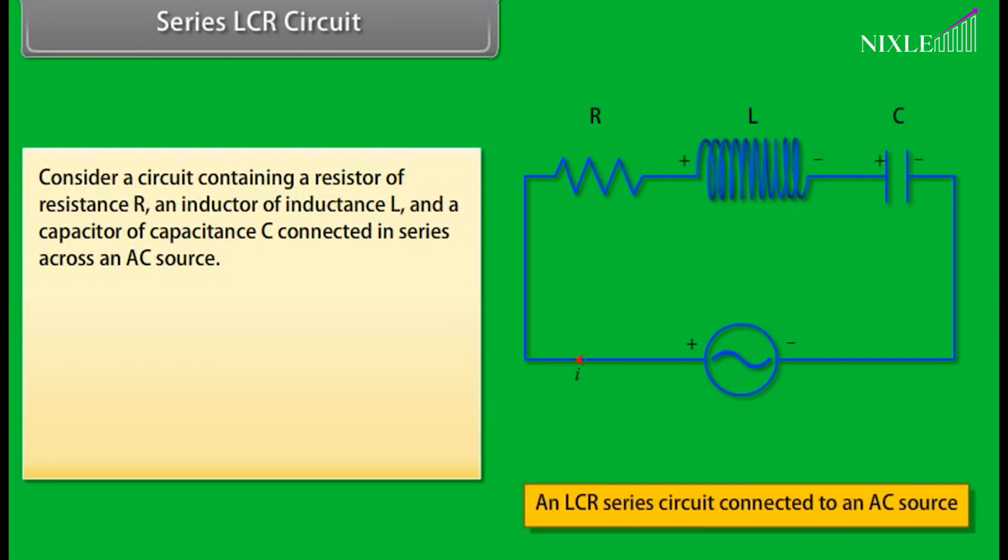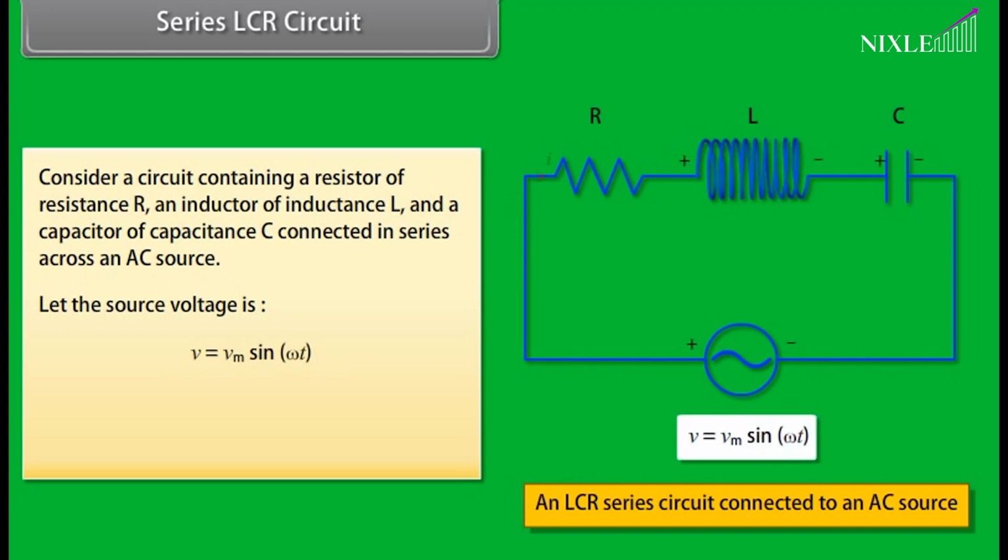Series LCR circuit. Consider a circuit containing a resistor of resistance R, an inductor of inductance L, and a capacitor of capacitance C connected in series across an AC source. Let the source voltage be equal to Vm sine omega t. We apply Kirchhoff's rule in the loop to get V is equal to VR plus VL plus VC.